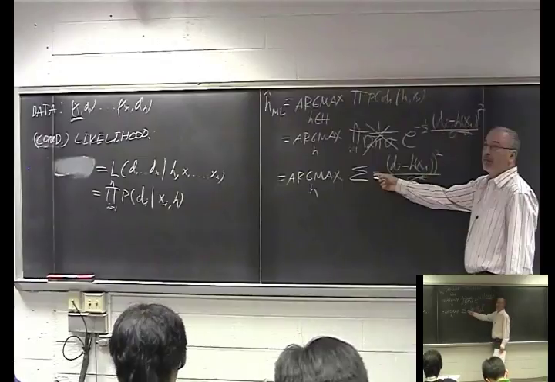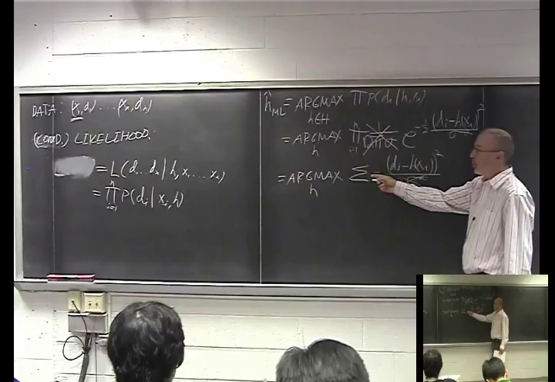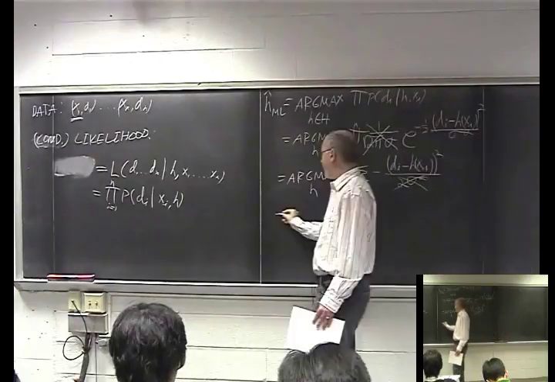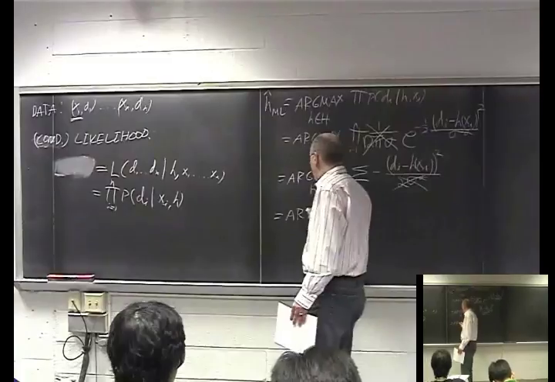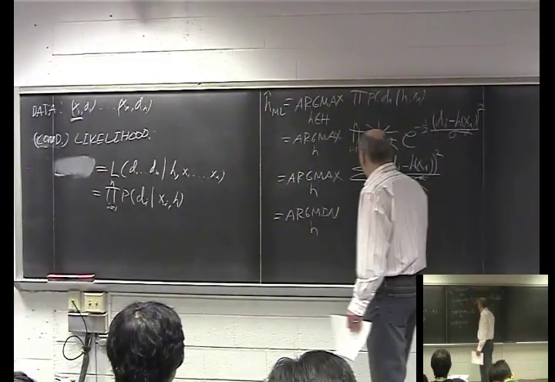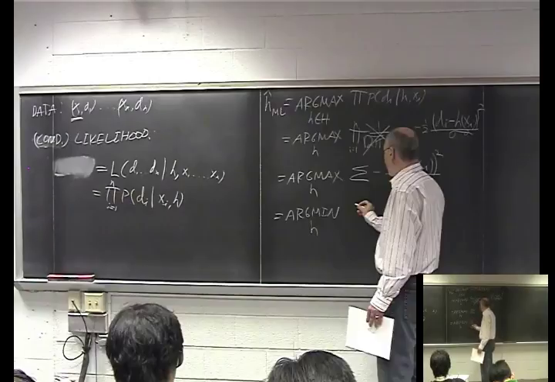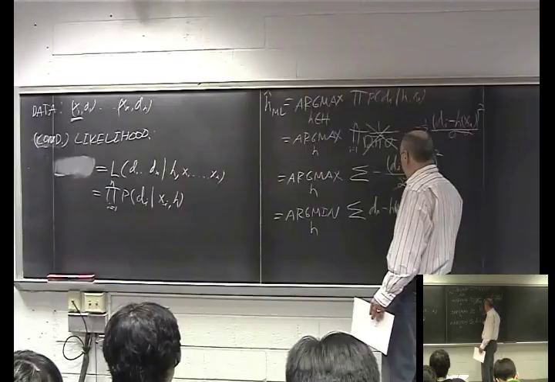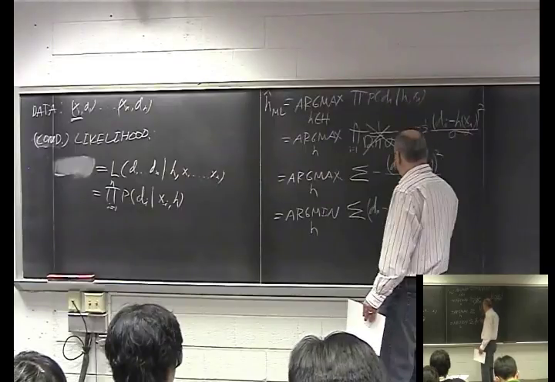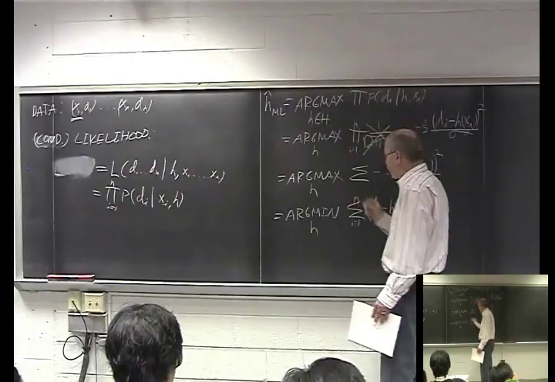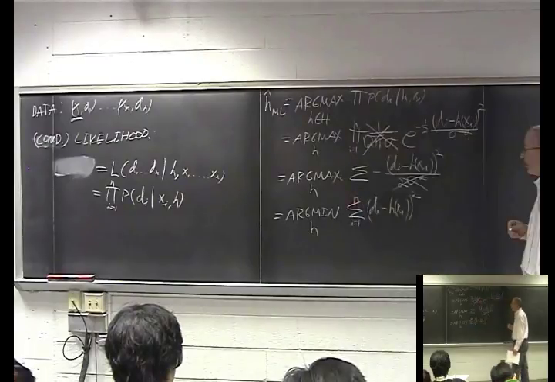I'd like to cross out the negative also, but to do that I need to change the max into a min. So this would be argmin over h of the sum of di minus h of xi squared over my training data.